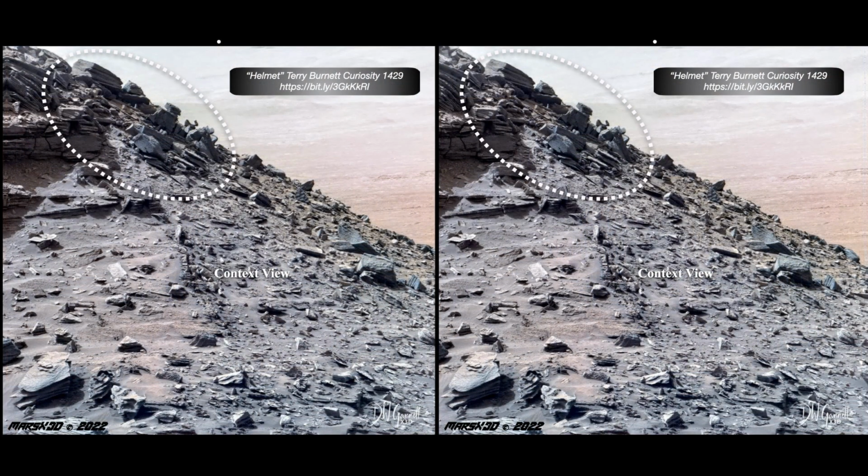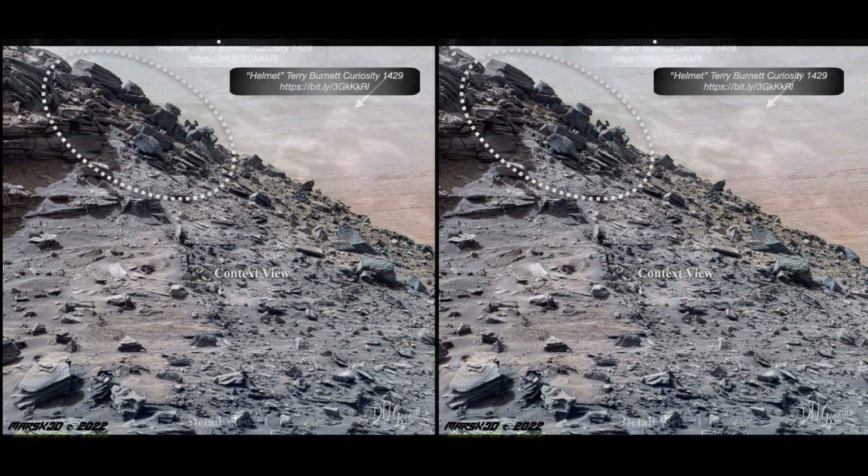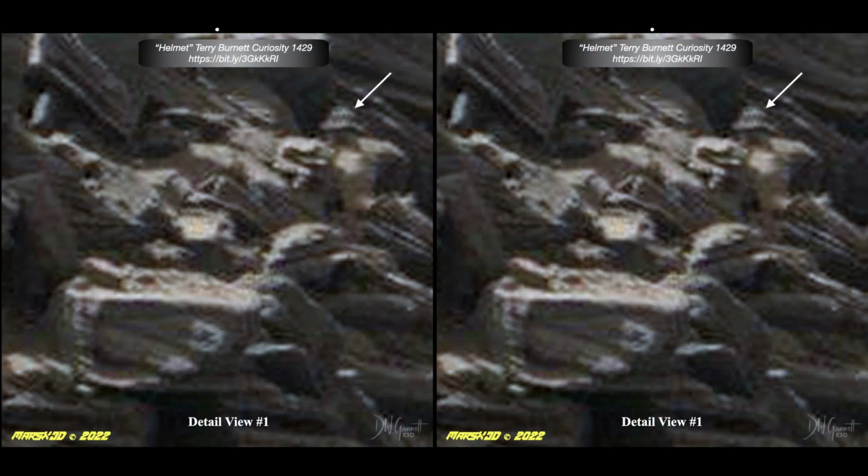Here's something my friend Terry Burnett pointed out from 1429. And as a matter of fact, besides the object he pointed out, we have an entire area of interest circled above. Let's take a closer look. The arrow is pointing out what I'm calling Terry's helmet up there in the right-hand corner. And you'll notice that it has a sawtooth pattern to it above and below. A matching pattern. Very strange.